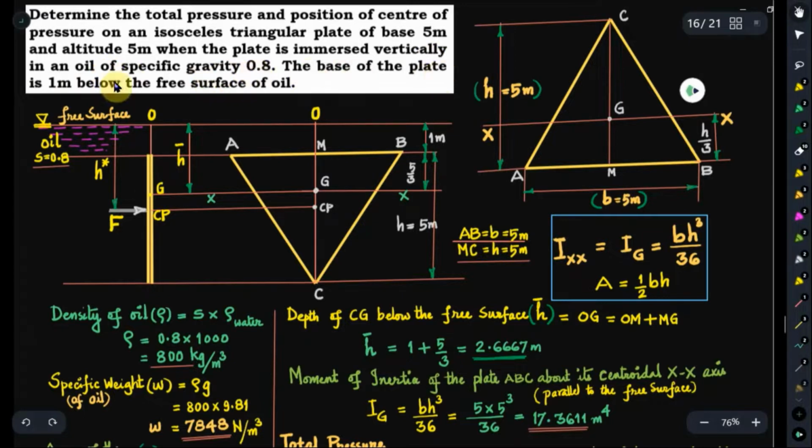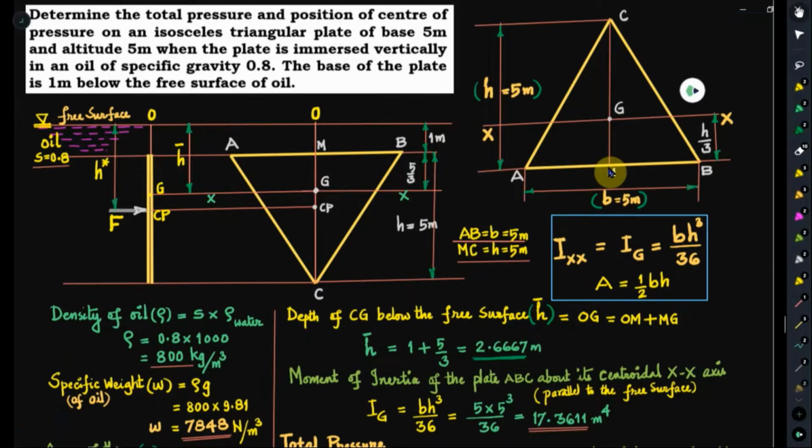The base of the plate is 1 meter below the free surface of oil. In this kind of problems, the position of the plate immersed should be shown by a suitable line sketch. This is the isosceles triangular plate. 5 meter is the length of the base and 5 meters is the altitude.